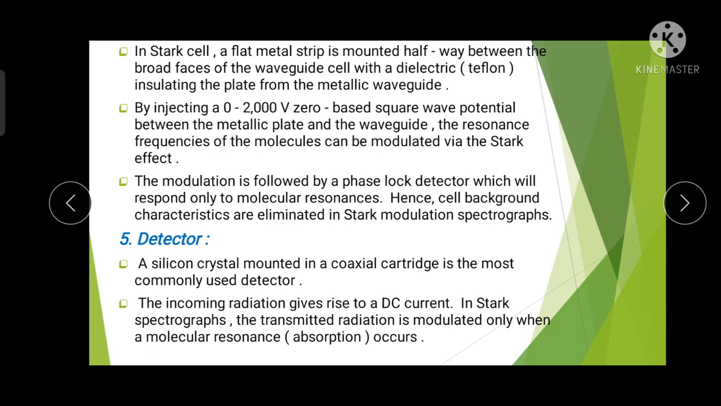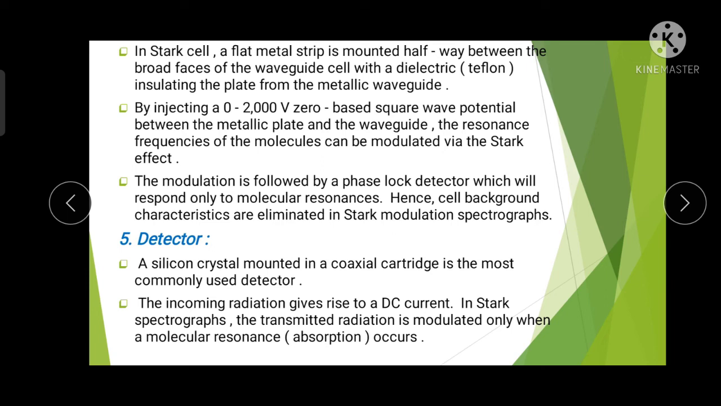Now the last and important part for the detection of the signal is the detector. A silicon crystal mounted in a coaxial cartridge is the most commonly used detector. That means the silicon crystal detector is the most commonly used detector in the microwave spectrometer. The incoming radiation gives rise to a DC current. In a Stark spectrograph, the transmitted radiation is modulated only when the molecular resonance, that is absorption, occurs.